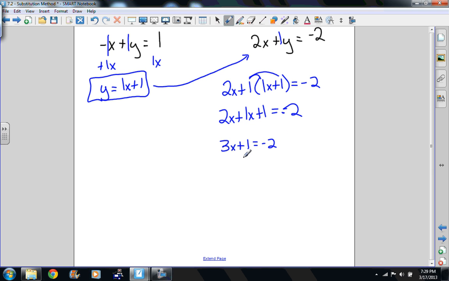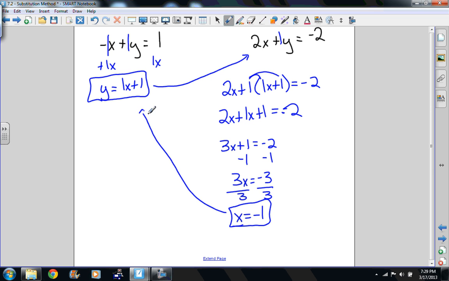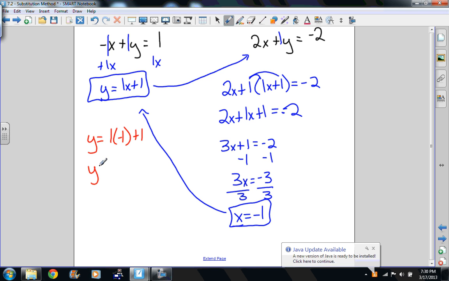And from here I can just solve for x. So I get 3x equals -3. I divide by 3, so I get x equals -1. Alright, so now I have half of my ordered pair, and I can simply plug it back into here and find y, because y equals -1 times -1, because that's what x was, plus 1. So I get y equals -1 plus 1, y equals 0. So my ordered pair is -1, comma 0. And that's my answer.